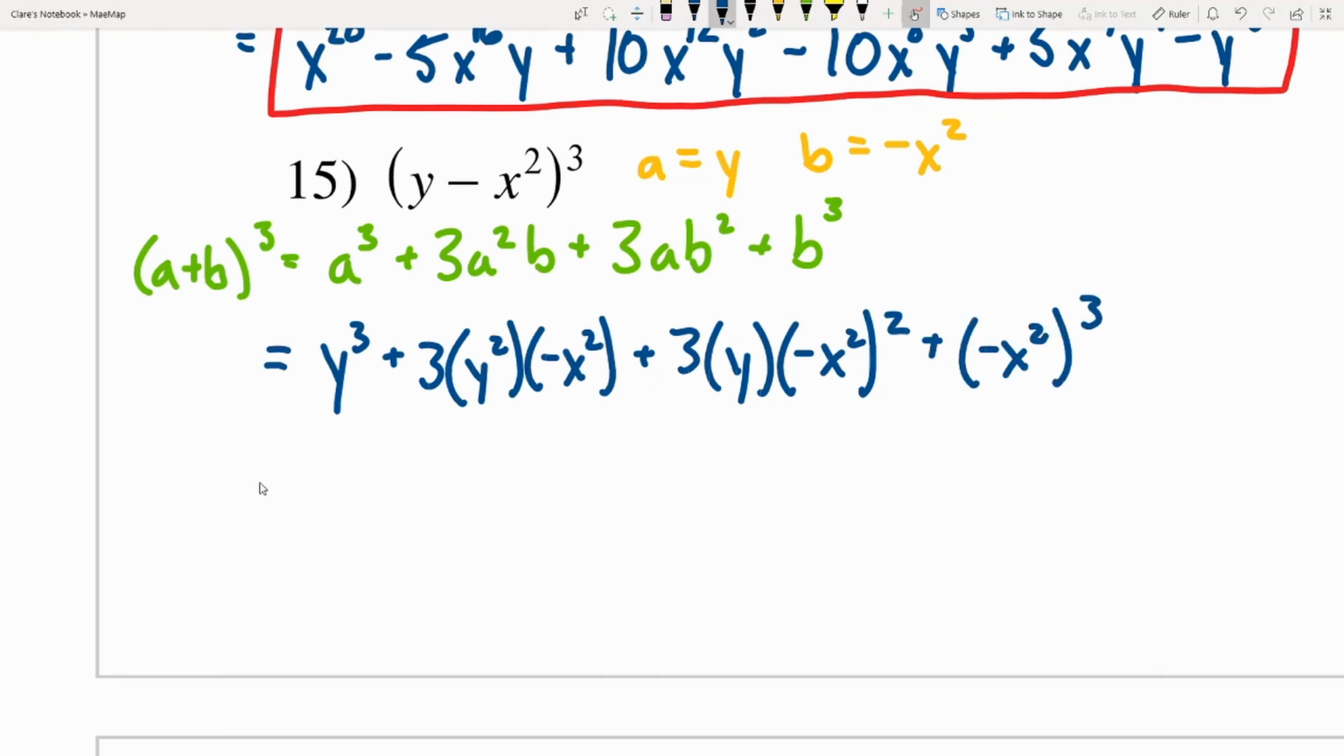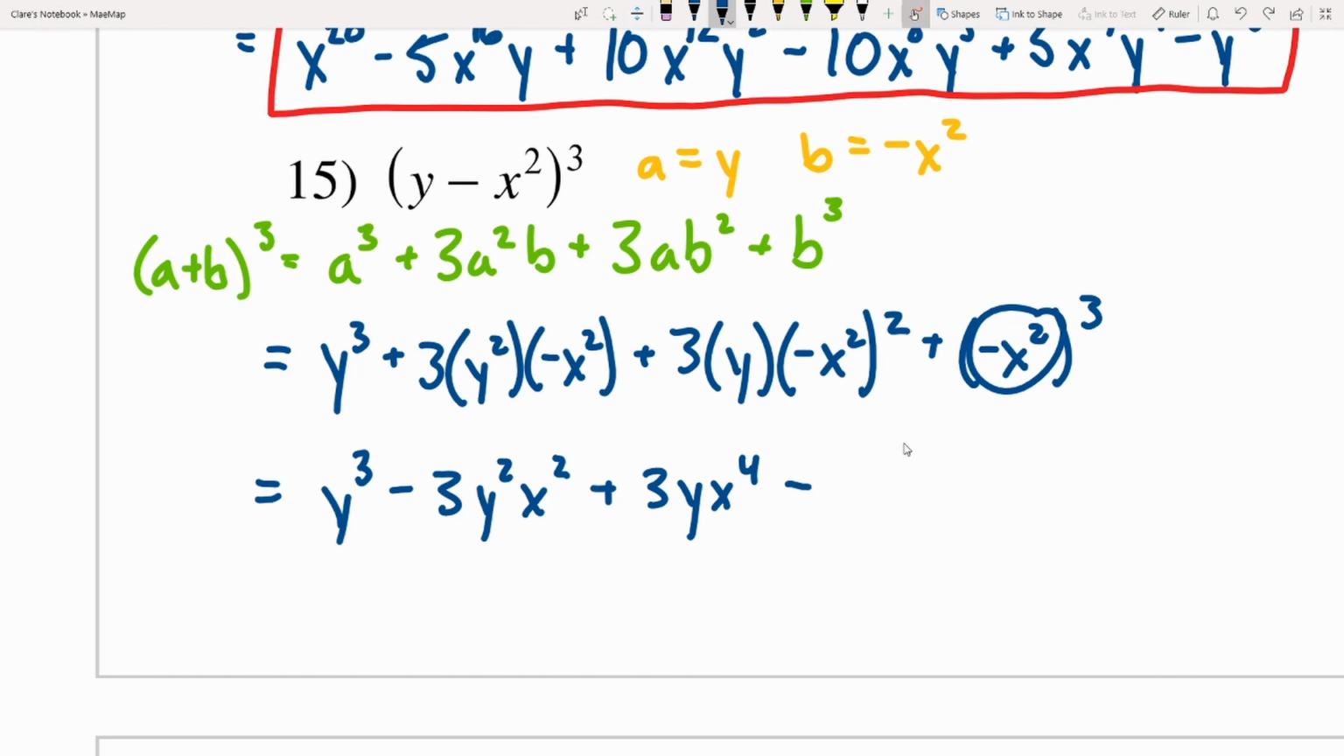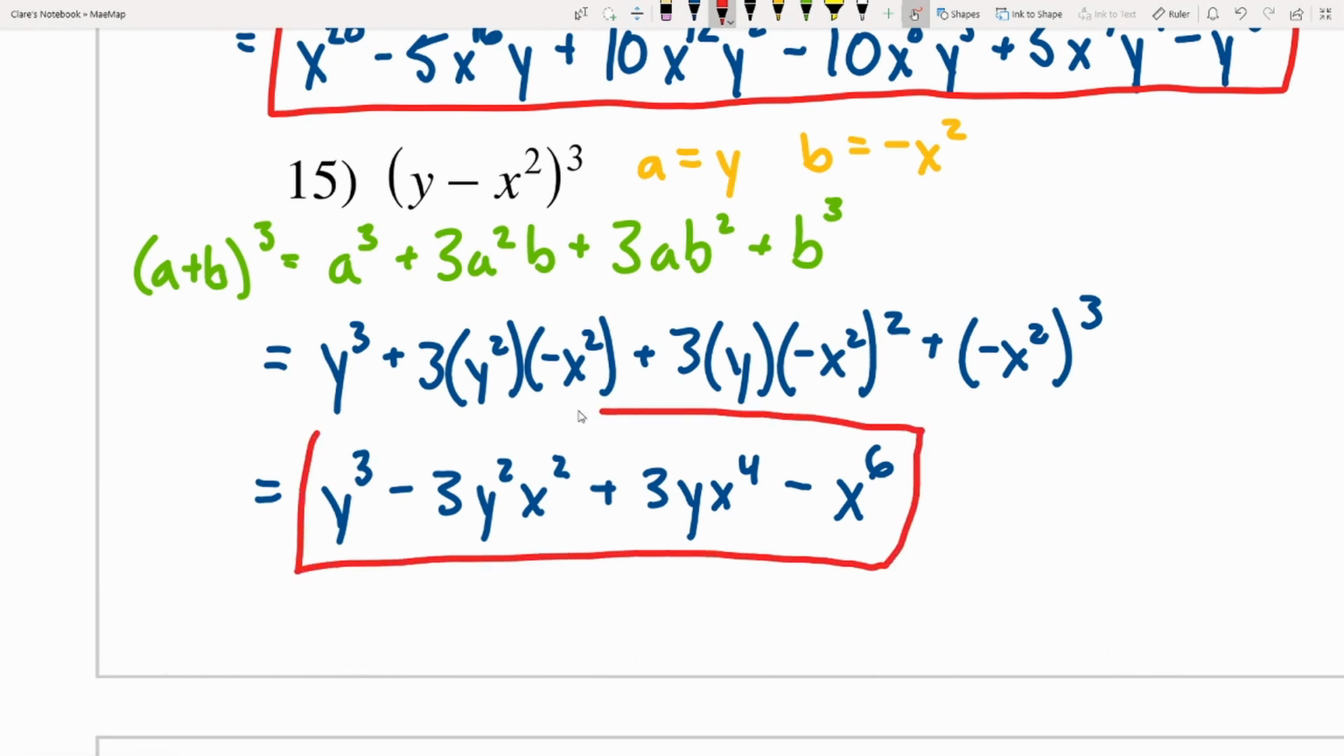So this is really critical to remember those exponent laws. Y cubed is just y cubed plus 3y squared times negative x squared. I'm going to subtract a positive 3y squared x squared. Then I'm going to be adding that to a negative x squared squared is going to be a positive x to the 4th. So I'll just have 3y x to the 4th, and then a negative x squared cubed is going to be a negative x to the 6th, so I'll subtract x to the 6th. That's my solution for number 15.